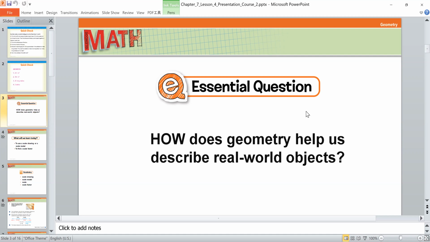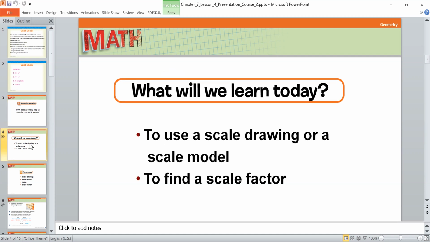So be with me. What do we need to learn today, my friend? Read with me. What will we learn today? To use a scale drawing or a scale model to find a scale factor. Again, read, Faisal, what do we need to learn today? Use a scale drawing or a scale model to find the scale factor.